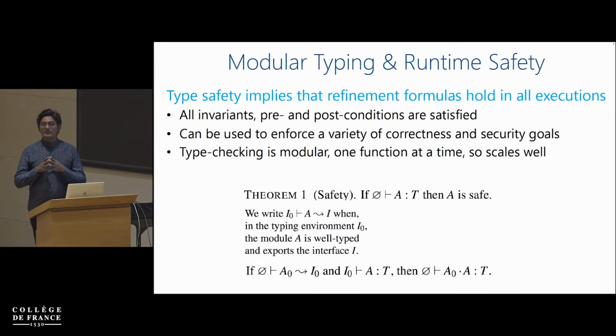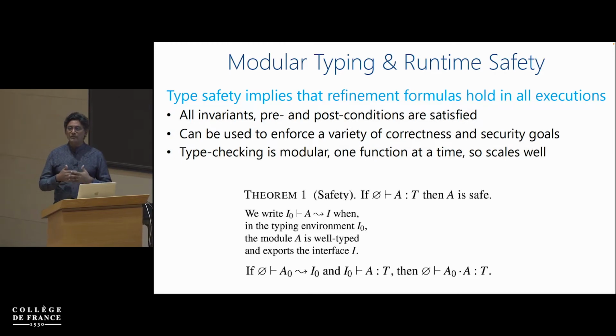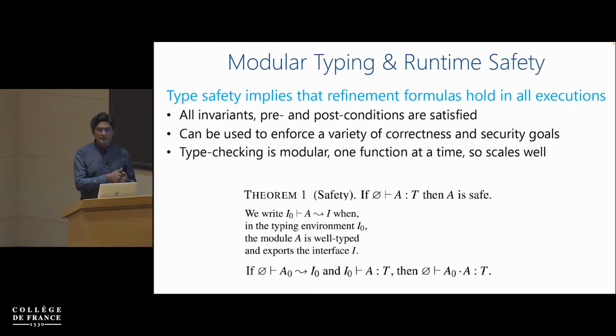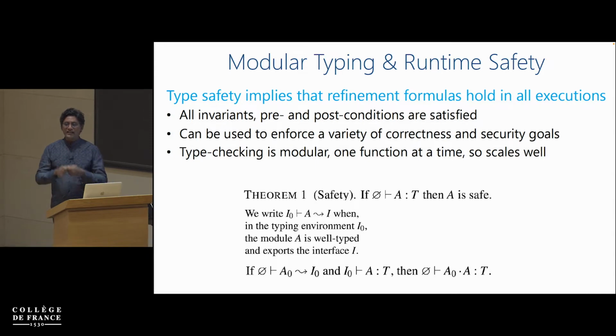Okay, and of course, I've only shown you what the types are and what we can put in the types. But the whole point is that what type safety for this type system gives you is that in all executions of the code, if you have a variable which is supposed to satisfy a certain logical formula, then at that point it will satisfy that logical formula. So all invariants, pre and post conditions written using these refinements will be satisfied in all runs. And we'll see how this can be used to set up and validate a bunch of correctness and security goals. Of course, like all other type systems that we are looking at, this is also modular in the sense that you can verify one function at a time, so it's much more scalable than many other kinds of security analysis.